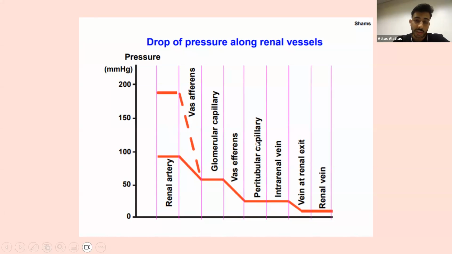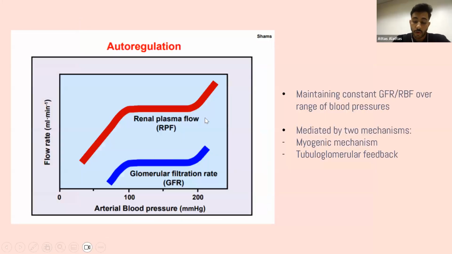So what you need to understand from this slide is that the afferent and the efferent arterioles are what control the pressure, and this is because they are the sites of the highest resistance. The other vessels don't have much resistance, so that's why the pressure inside them is almost constant. Okay, so autoregulation.